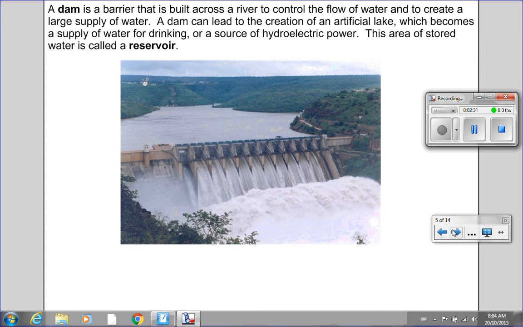A dam is a barrier that is built across a river to control the flow of water and to create a large supply of water. A dam can lead to the creation of an artificial lake, which becomes a supply of water for drinking or a source of hydroelectric power. This area of stored water is called a reservoir.